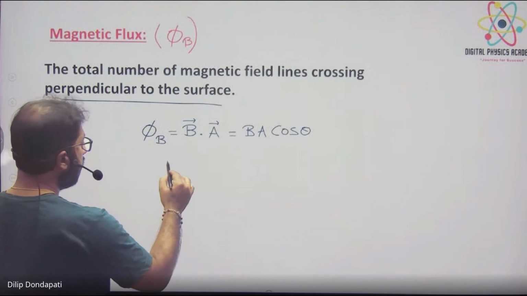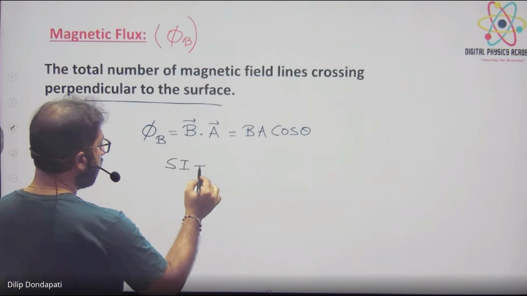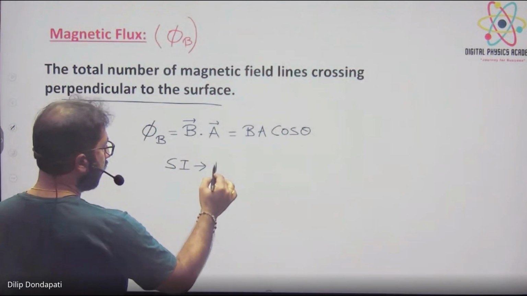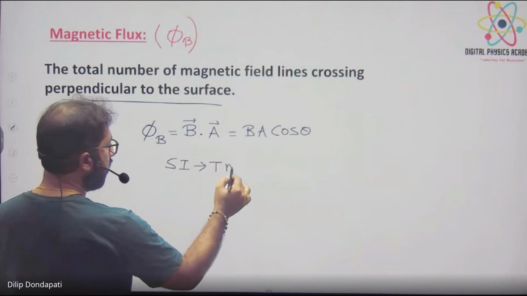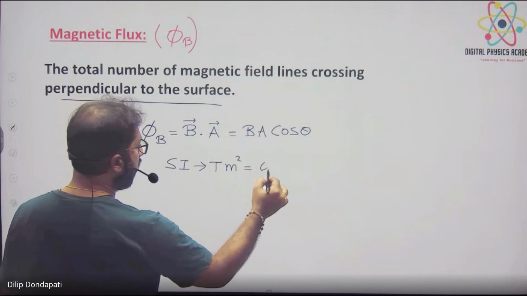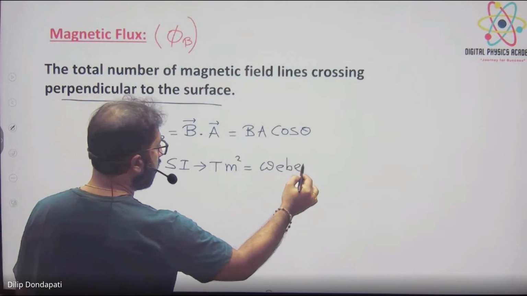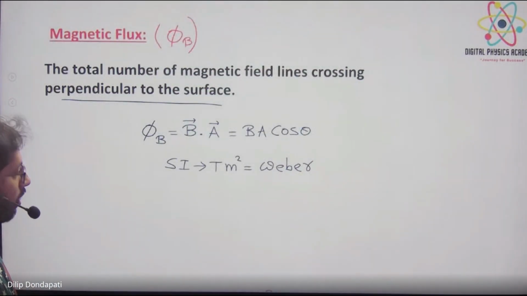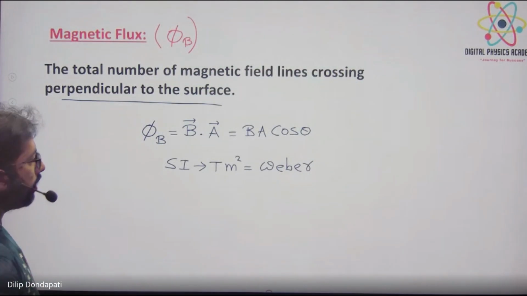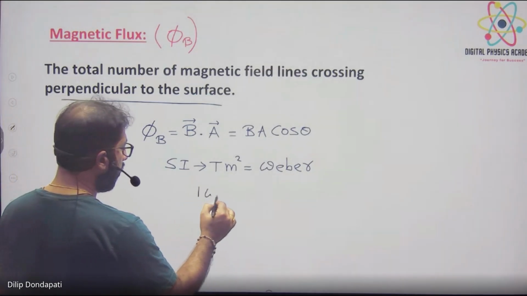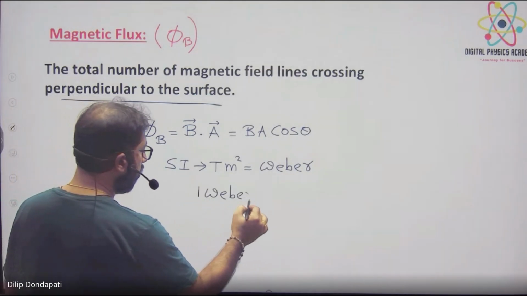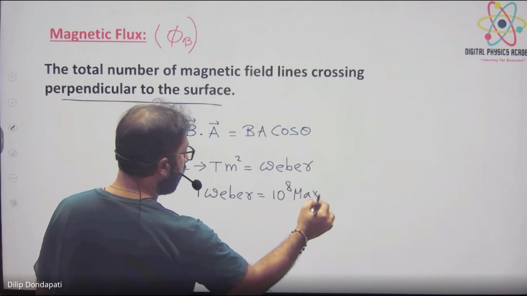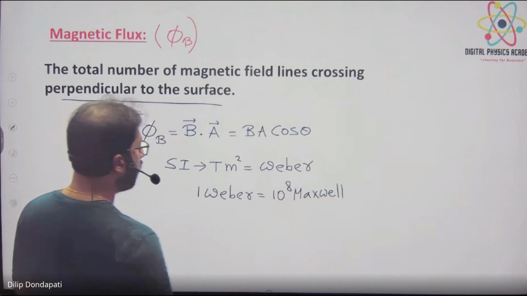What are the SI units of flux? Magnetic field is in Tesla and area is in meter square. Tesla meter square we call Weber. And we have other units too: 1 Weber is equal to 10 power 8 Maxwell. Other units are there, Maxwells.